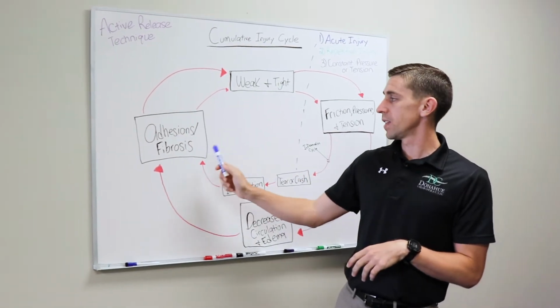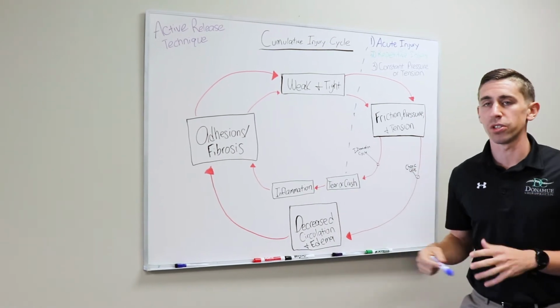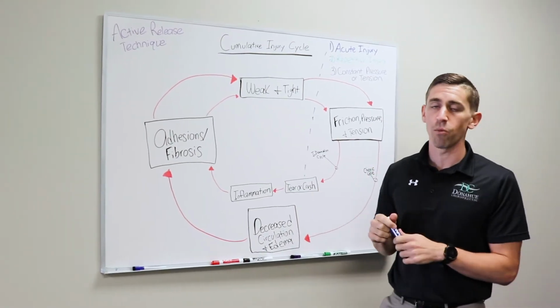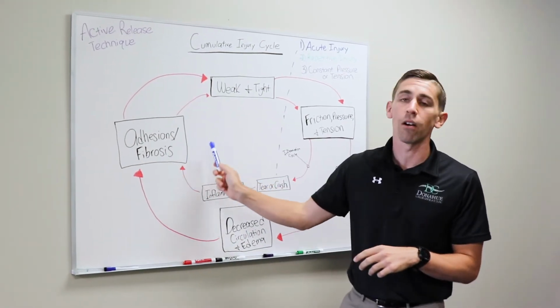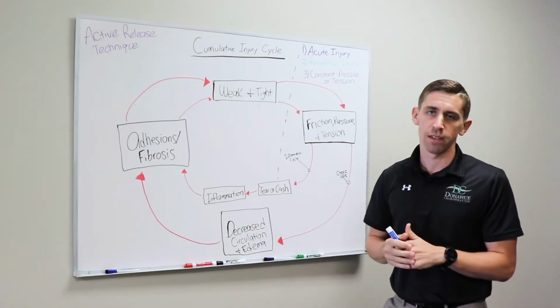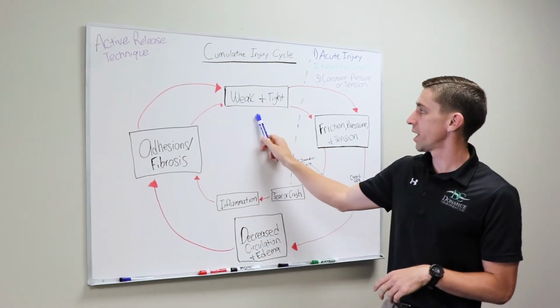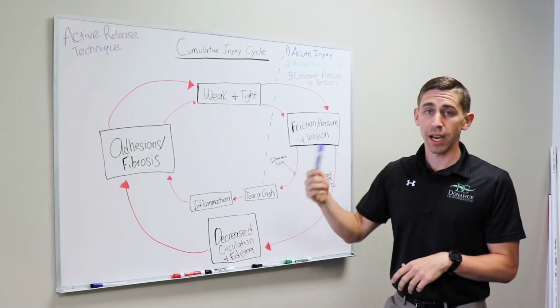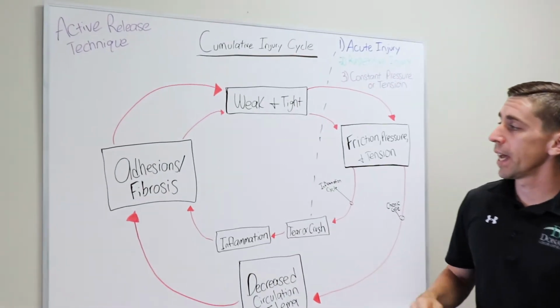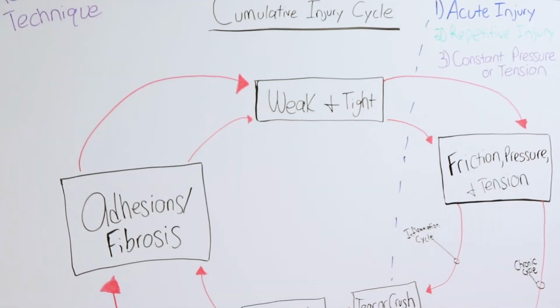From there, the inflammation then builds adhesions, fibrosis, scar tissue, knots. There's many different words that we can use inside that box that all hypothetically mean the same. From there, we become weak and or tight, okay? Knowing that these knots form inside the muscle belly.